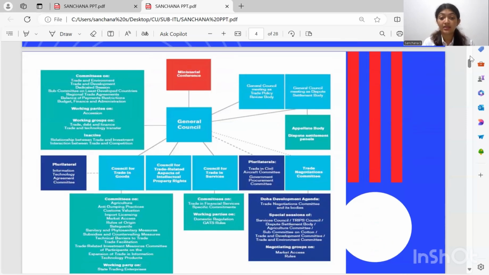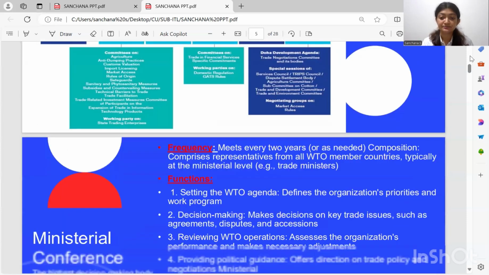Here you can see the institutional structure of WTO. It is the Ministerial Conference, General Council, Council for Trade in Goods, Council for Trade-Related Aspects of Intellectual Property Rights, Council for Trade in Services, Trade Negotiations Committee, and the Appellate Body, a very important body, dispute settlement panels, and the committees on trade in financial services, and specific committees on agriculture, anti-dumping practices, customs valuation, etc. Committees on trade and environment, the Trade Policy Review Body, and the Dispute Settlement Body are considered to be the most important councils and committees.